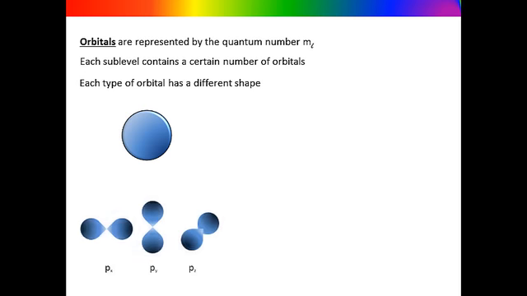The p sublevel has three orbitals. The shape of each orbital is sometimes referred to as a dumbbell, and each orbital lies along either the x, y, or z axis in a three-dimensional space.